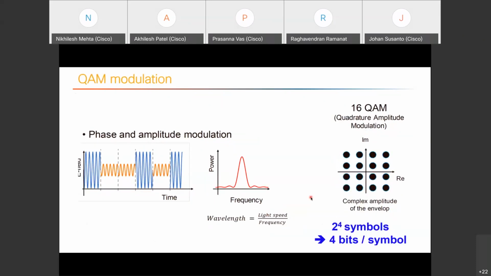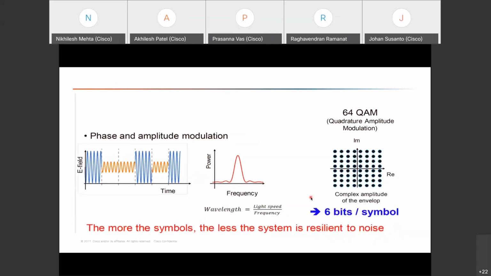This was the example for 16 QAM, and this is the example for 64 QAM, where instead of 4 bits, you are using 6 bits. The problem which comes is, as you keep increasing the number of bits, going to the higher modulation format, the distance between the 2 points keeps reducing, and then we will not be able to differentiate between the 2 points because of the noise in the system. So the more number of symbols, the less the system is resilient to noise. This is the problem we face when we go to the higher modulation format.